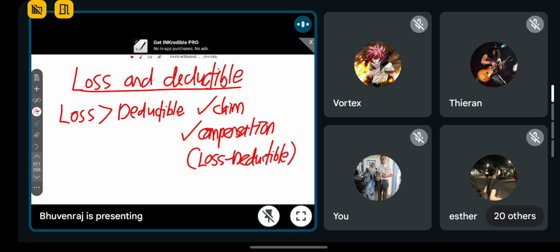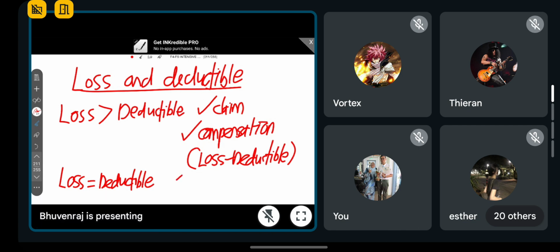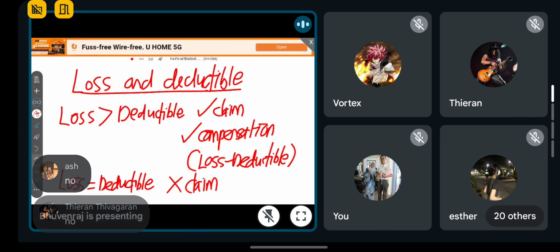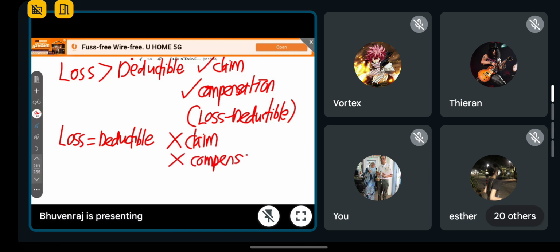Okay, so second scenario, kita ada 3 case kat sini. So let's say sekarang, loss tu sama dengan deductible. So can claim guys. Boleh tak claim kat sini? Yes, very good. Cannot claim. Got compensation or not guys? Ada tak pampasan kat sini? Of course no lah. Sebab nilai sama, kamu tolak dua-dua pun dapat kosong. Okay, you will get 0 value. Okay, so that's why no compensation also.